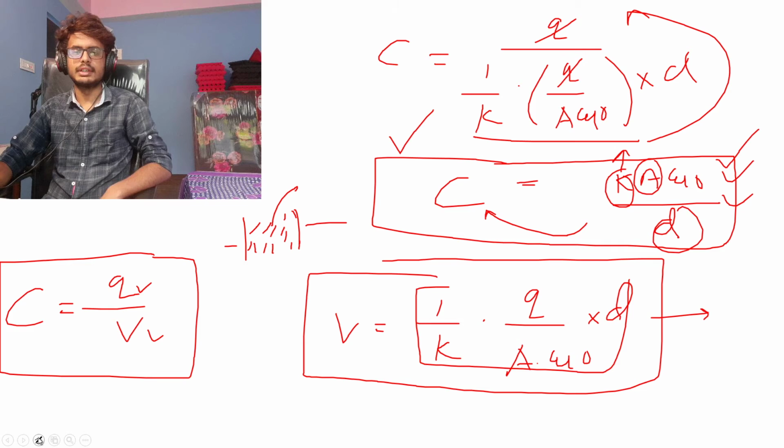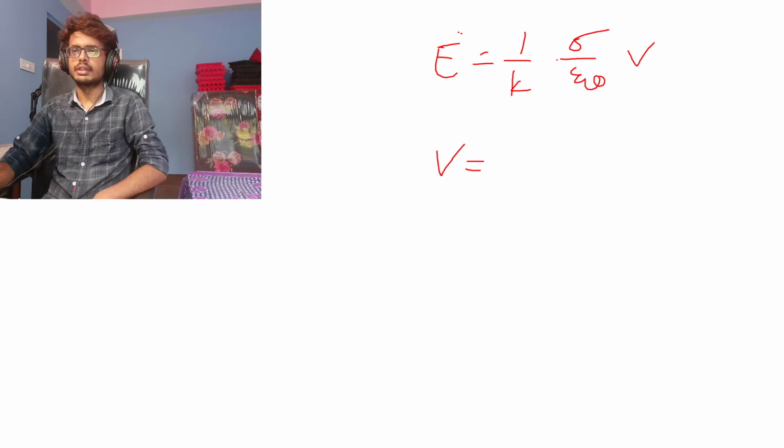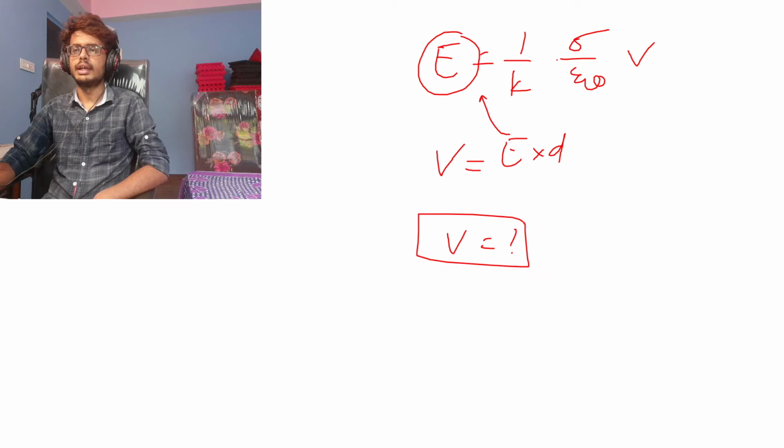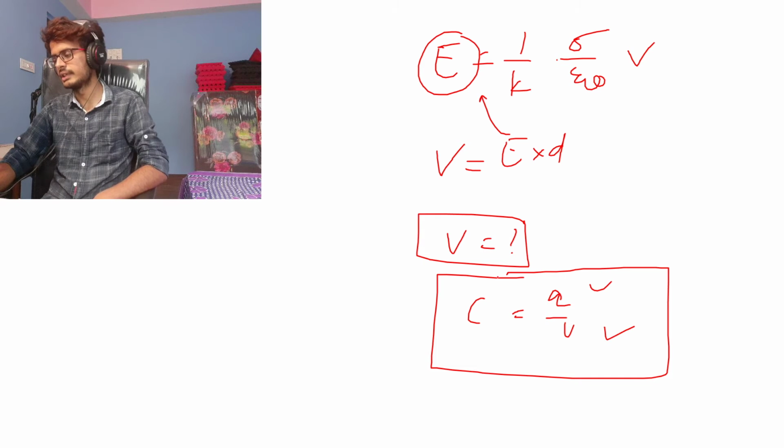How to derive it, it's very confusing. So first you should be aware about this formula, E equal to 1 by K sigma by epsilon naught. So this is the first formula you need to know. You need to also know that the potential across a uniform field of E equal to E into D. So now what you do is just replace the value of E, put the value of E here, right? And you'll get some value of V. And we know that capacitance equal to Q by V. So just replace Q and V, put the value of V here, you get the value of C. So that is the capacitance of a parallel plate capacitor. Okay, is that clear? Should be clear.